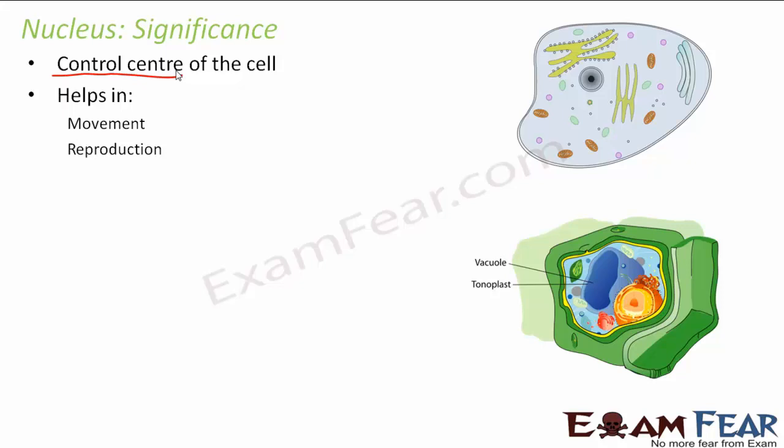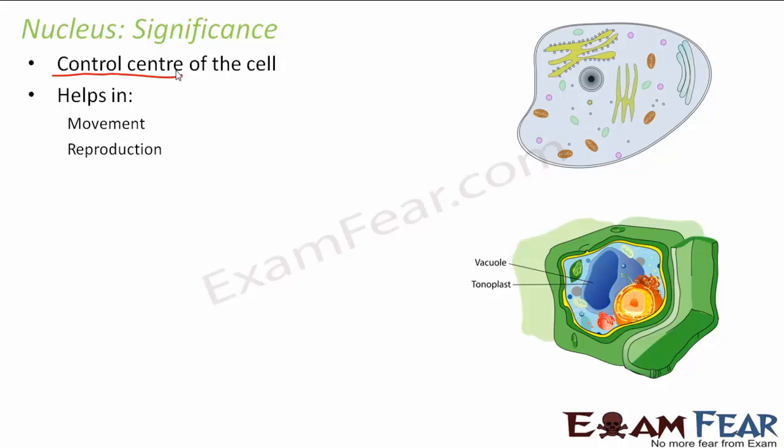As I told you in the cell theory, cells always arise from pre-existing cells, right? This phenomenon is known as cell division. That means one cell divides to form two cells. Again, each of them divides to form more cells, right? This process is known as cell division, and the nucleus plays the most crucial role in cell division. That is how the nucleus helps in cell reproduction.